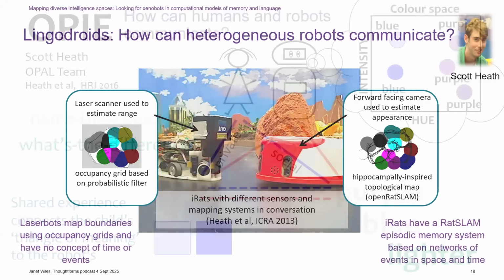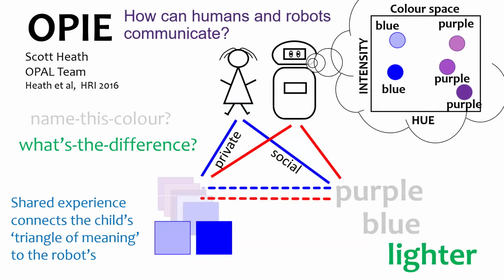So the second study I thought I'd mention from the Lingo Droids was with a robot called Opie, which we were using in a child development lab to look at what children can learn from robots and teach to robots. So this was a study where the child was teaching a robot color names. And this is another question in how humans and robots can communicate. So again, it was a language learning study.